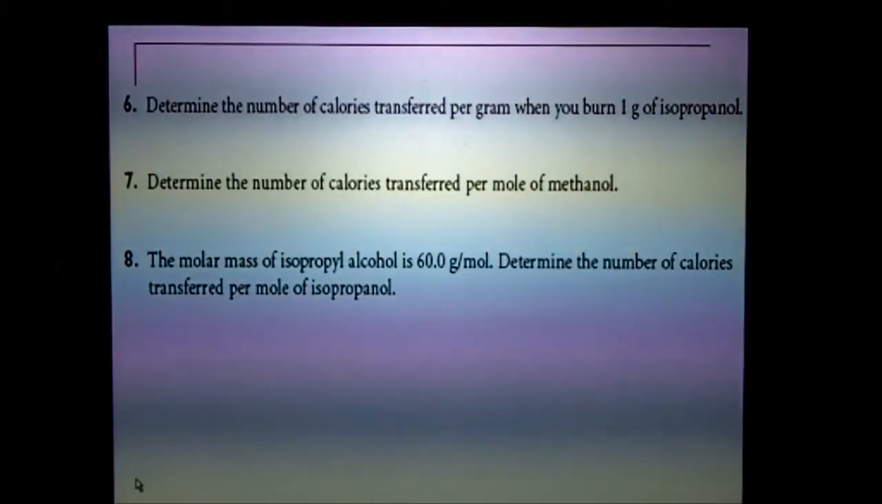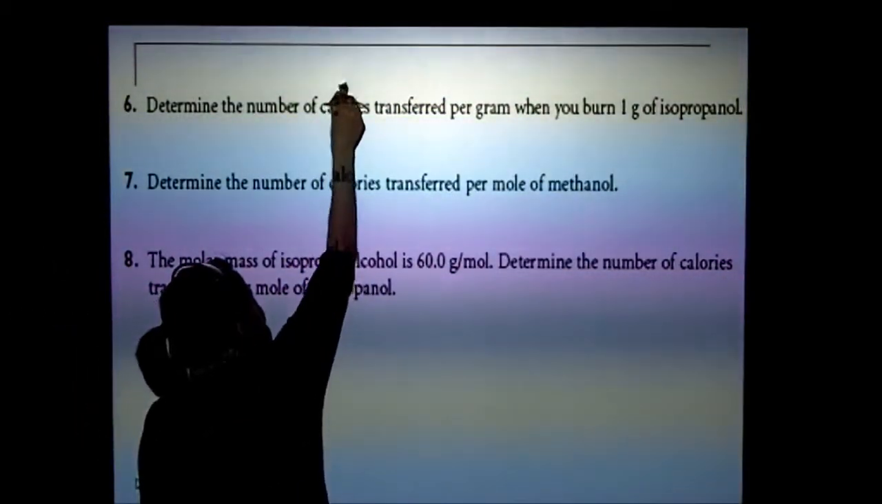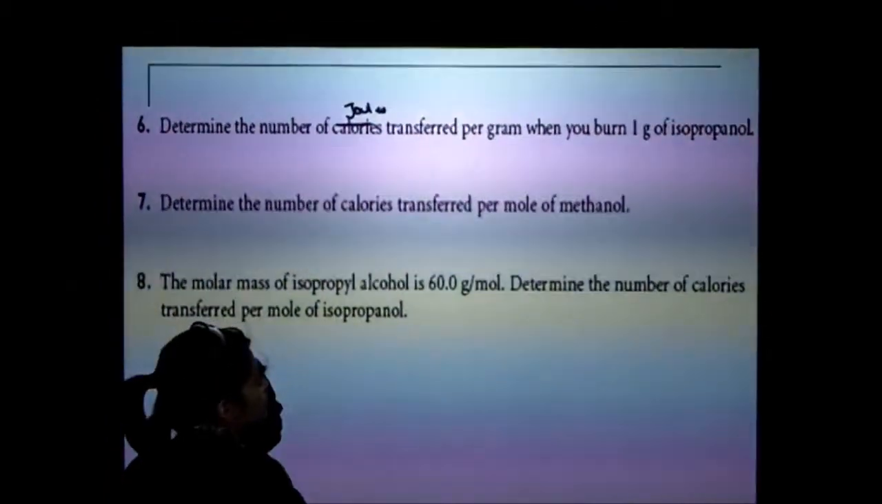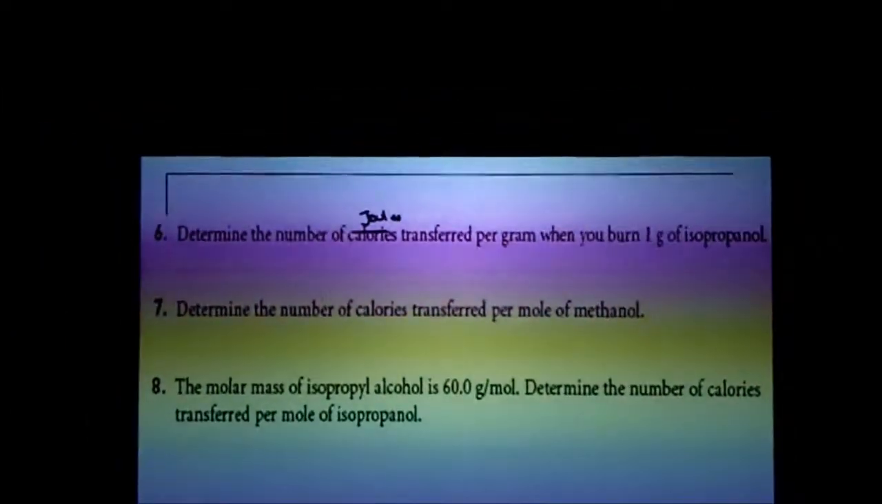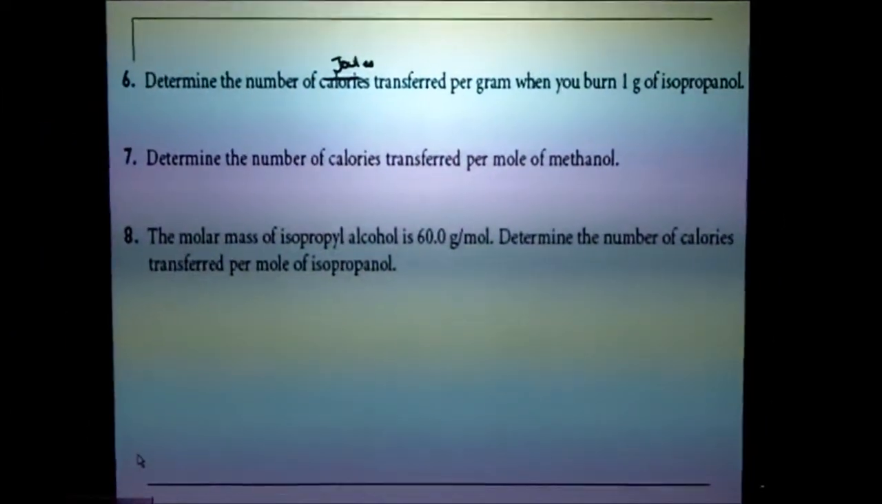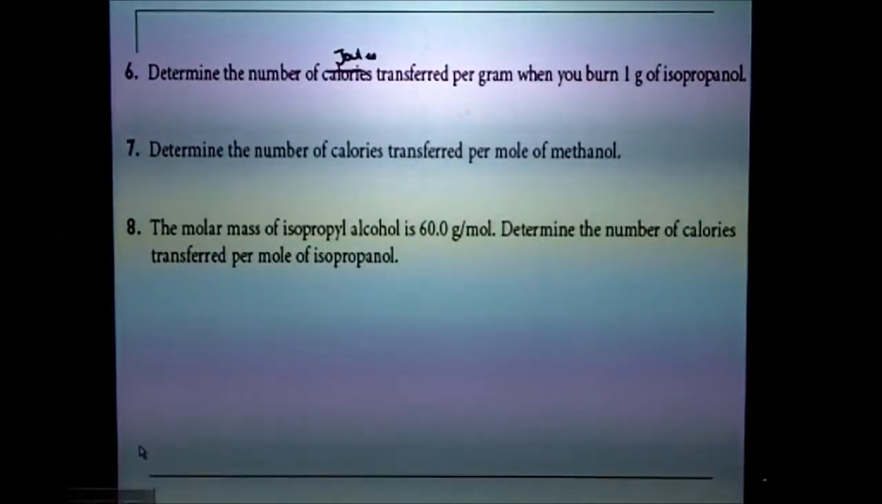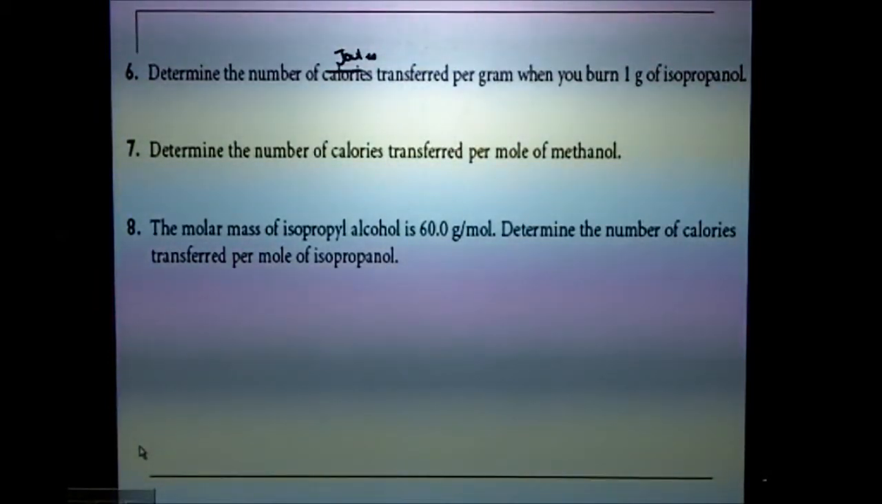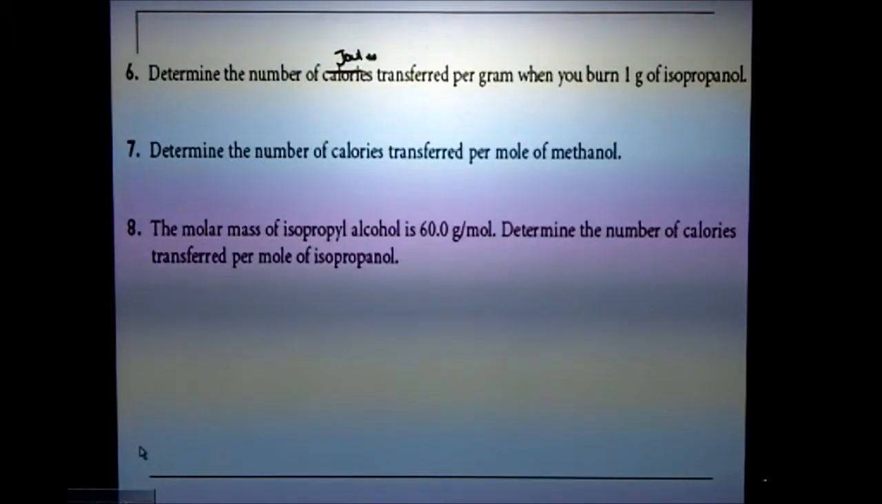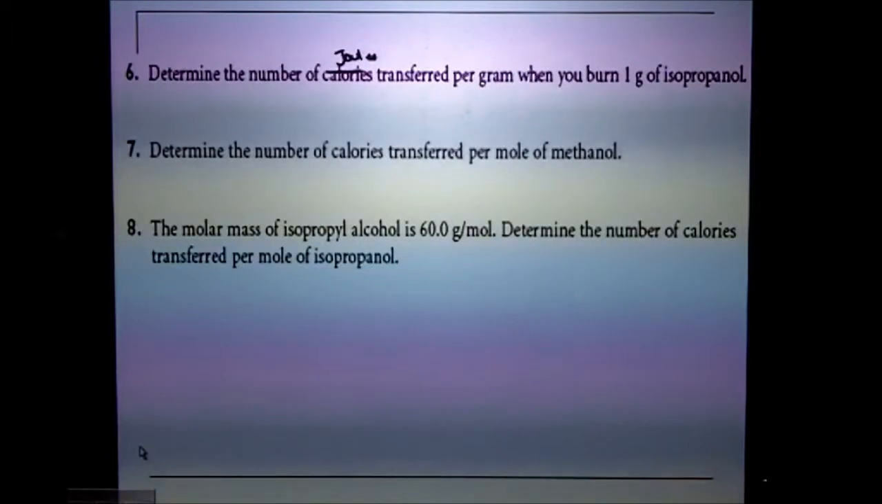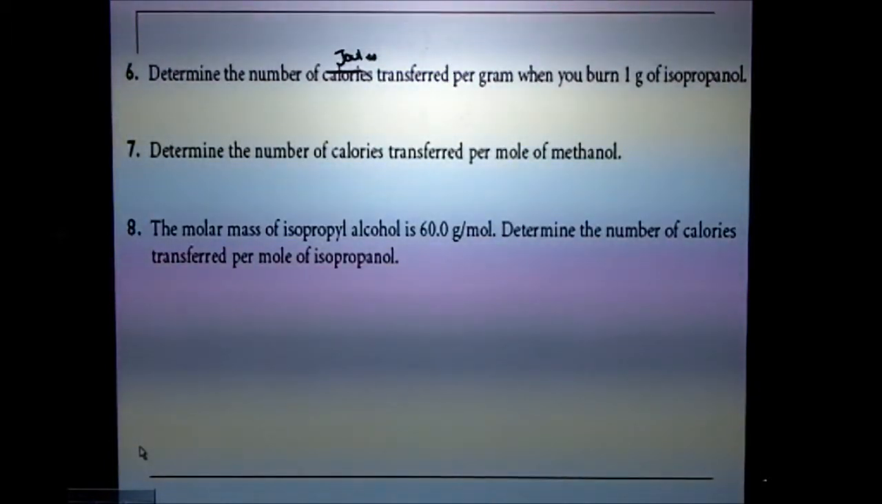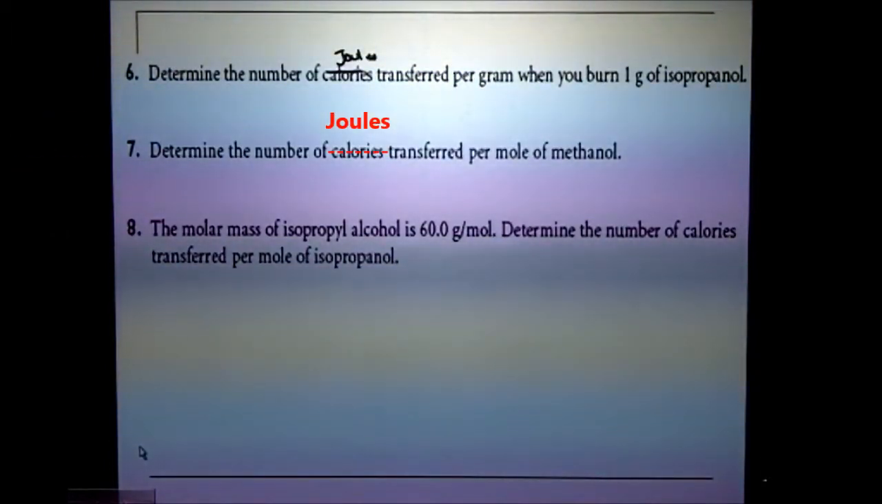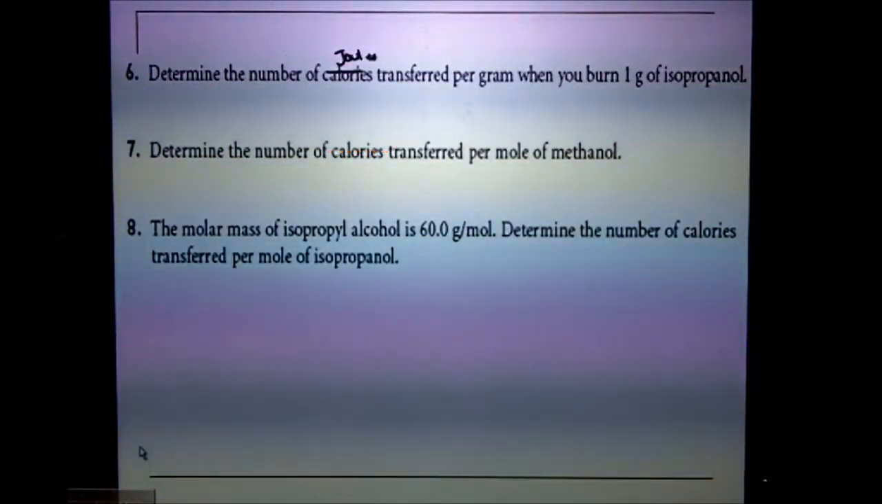Number 6, determine the number, again, don't forget, changes to joules, transferred per gram when you burn 1 gram of isopropanol. So we found the amount of heat for isopropanol in number 4. Divide this by the amount of isopropanol burned from your calculations table. So for number 7, we want to determine the number of calories transferred per mole of methanol. So take the number of joules per gram found in number 5 for methanol, and multiply that by the molar mass of methanol.